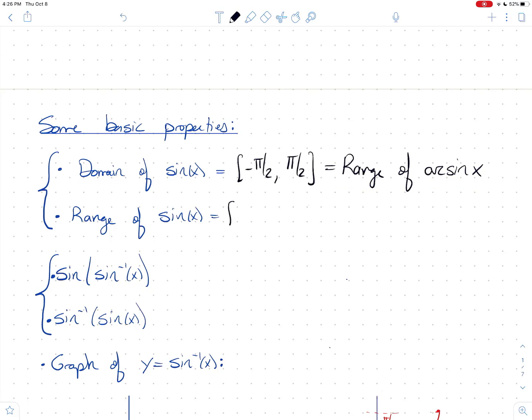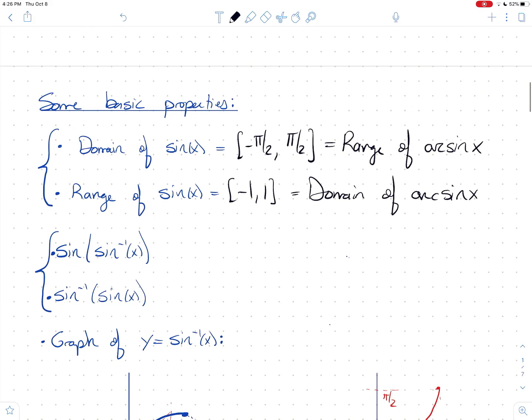Similarly, the range of sine we know is negative 1 to 1, and that must be the domain of the inverse sine, arc sine of x. On a similar note, when you compose sine with its inverse function, I wrote it this way, but I could have just as easily said arc sine right here. When you compose them, you get out x so long as x is in the domain of the inside. The domain of the inside is right here. So these compose together if x is between minus 1 and 1.